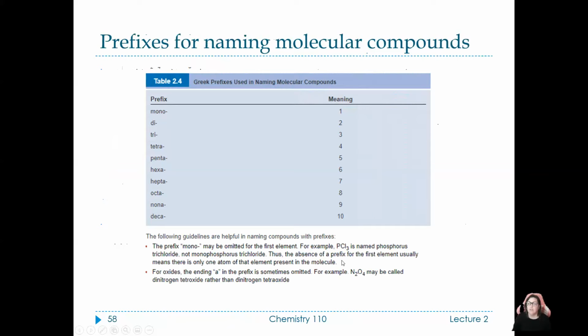Mono is 1, di is 2, tri is 3, tetra is 4, penta is 5, hexa is 6, hepta is 7, octa is 8, nona is 9, and deca is 10. Now remember that we can eliminate the mono, all right, for the first element, but if it's on the second element, we need to include it, all right? Questions, comments, problems about that? And yes, this is a table from a different book, so the number doesn't make any sense.